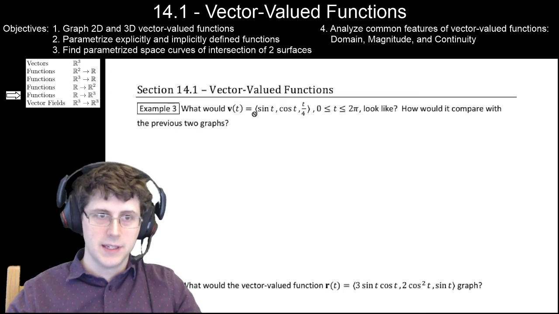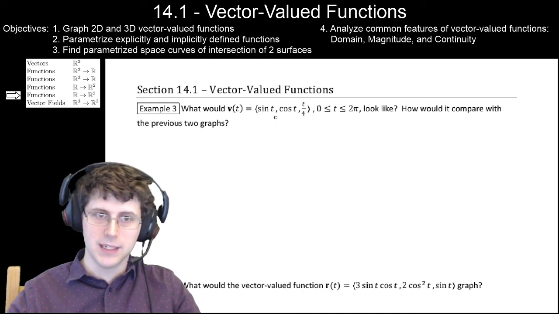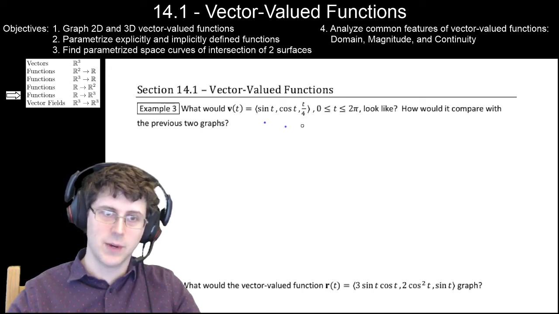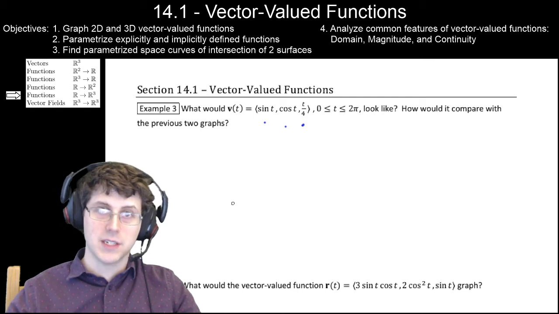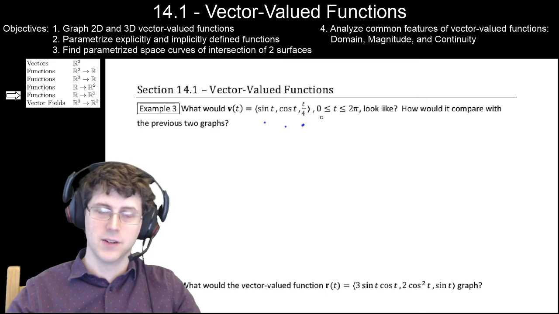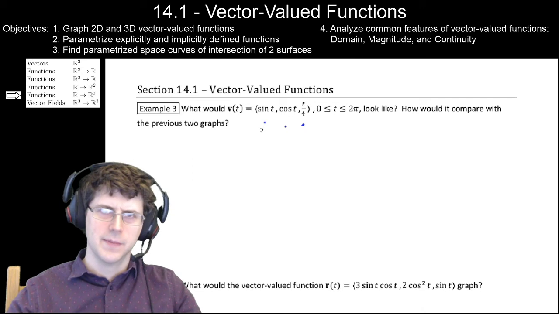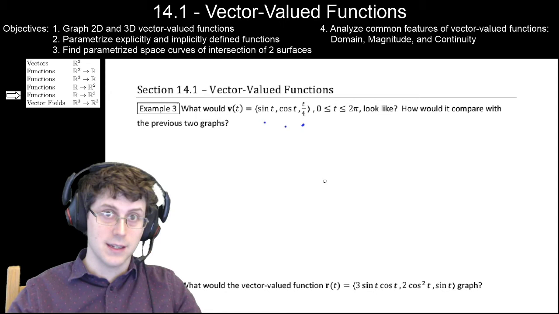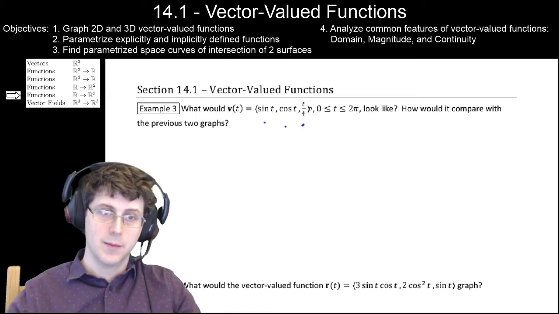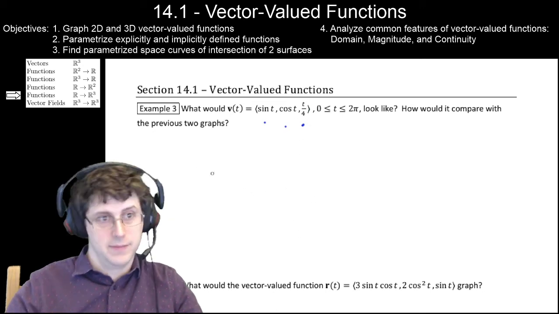So here's another example. This is another vector-valued function where the input is any real number and the output is a point in space. We've got x, y, and z. So this question asks, what would the vector-valued function sine t, cosine t, t over 4 from 0 to 2 pi look like? And how would it compare with the previous graphs? Well, x equals sine t and y equals cosine t make a circle in 2 dimensions in the xy plane. But this z equals t over 4 means that as we go around the circle, we also go up. So let's just see what happens.